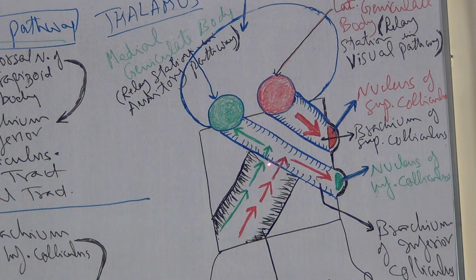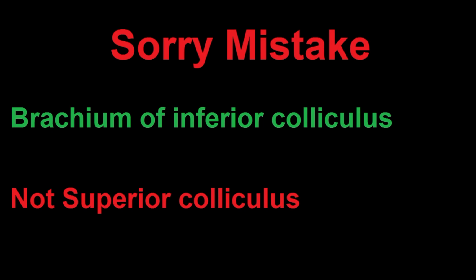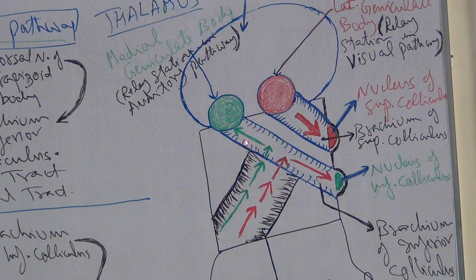The fibers for the auditory pathway enter the brachium of inferior colliculus and relay in the medial geniculate body, while the fibers of the lateral lemniscus which belong to the auditory reflex pathway again enter the brachium of inferior colliculus and they relay in the nucleus of inferior colliculus. Thus the brachium of superior colliculus comprises the visual reflex pathway, while the brachium of inferior colliculus comprises two types of fibers, the auditory pathway and auditory reflex pathway.